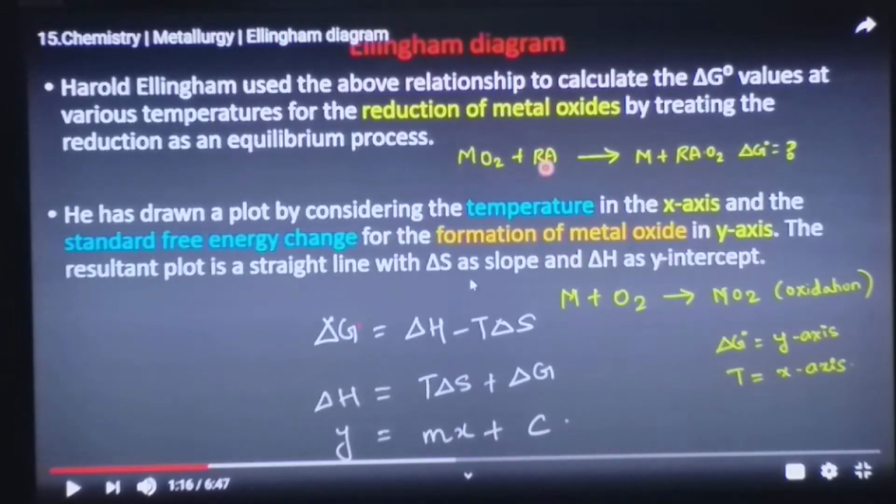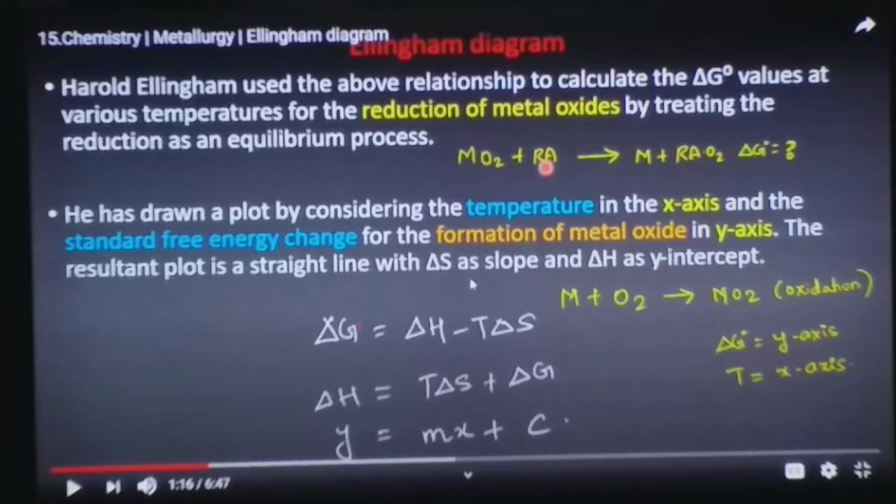That is, metal oxides can be reduced to metal. We can use various reducing agents, CO, C, H2 and metals like aluminium. Among these reducing agents, which one we can use to reduce the metal oxides to metal can be clearly explained by Ellingham.